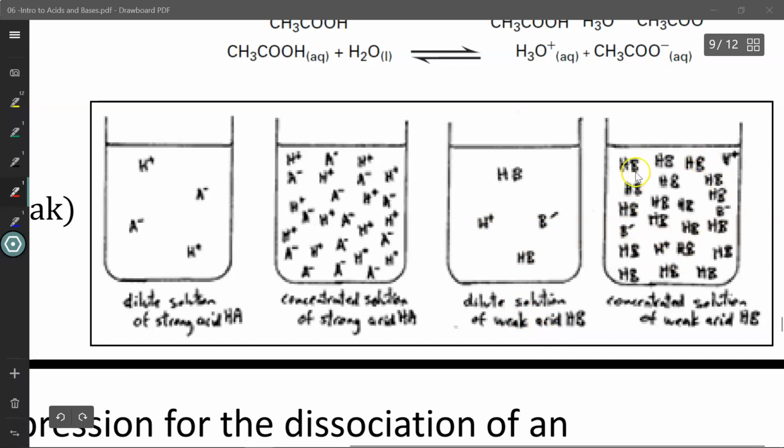Here we have another crowded solution. That makes it a concentrated solution, but again, very few of them are in their ion format. Most of them are stuck in their molecular format, so that makes it a weak but concentrated solution. All right, so just make sure you know the difference between concentrated versus strong, weak versus dilute. They are not the same thing. One refers to how well it dissociates, how well it breaks up. The other one refers to how concentrated, how many moles per liter, how crowded the solution is.